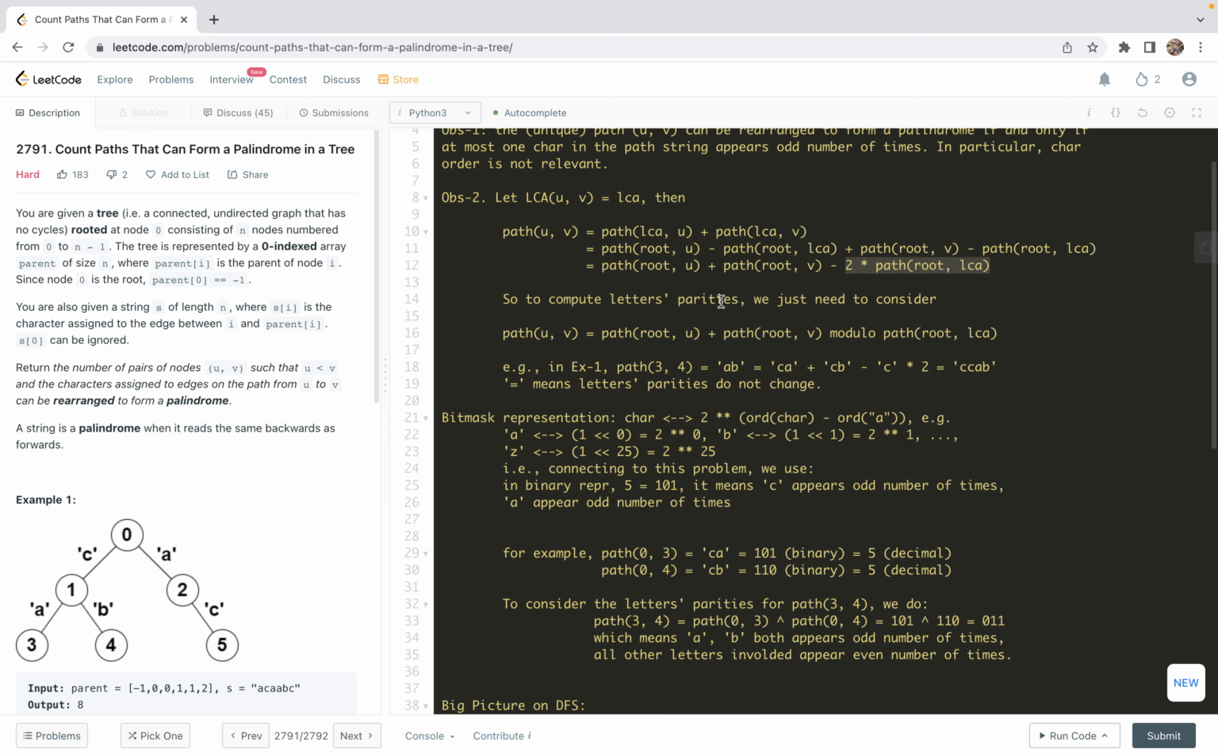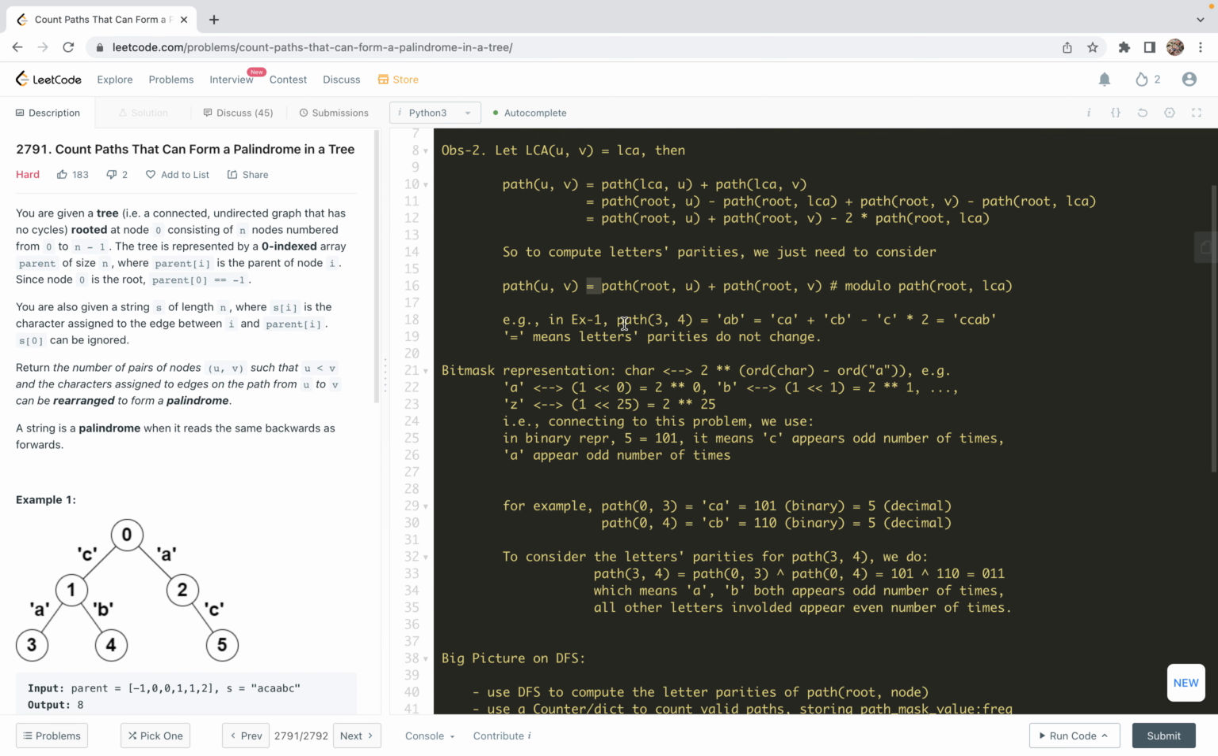So to compute letters parities, here by parity we mean even or odd. So we just need to consider this, right? Path UV equals path from root to U and path from root to V. So we do this in the sense of modulo a multiple of this path, right? So we can write directly as equality, right? So this equality is not a strict equality. It means we do not change the letters parities.